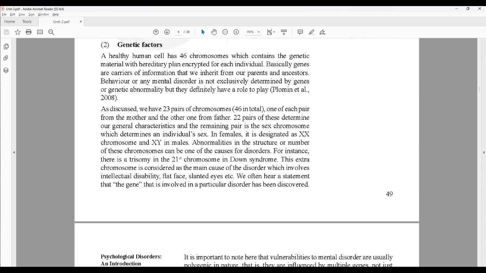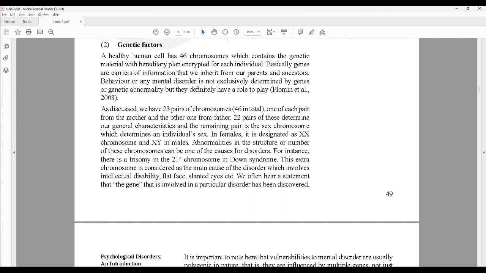2. Genetic factors. A healthy human cell has 46 chromosomes, which contain the genetic material with the hereditary plan encrypted for each individual. Basically, genes are carriers of information that we inherit from our parents and ancestors. Behavior or any mental disorder is not exclusively determined by genes or genetic abnormality, but they definitely have a role to play (Plomin et al., 2008).